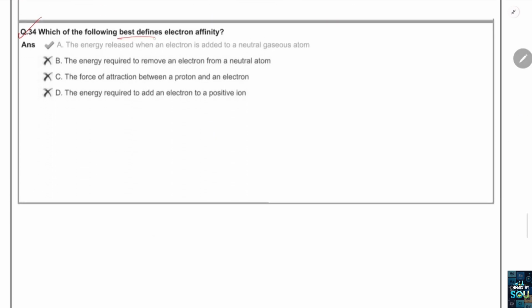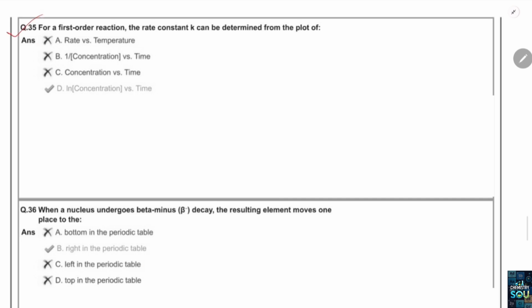Which of the following is the best definition of electron affinity? Electron affinity is the tendency to gain an electron: the energy released when an electron is added to a neutral gaseous atom. That is true. Suppose this is the outer shell, we are adding one electron, and that is an exothermic process. So option A is correct. The energy required to remove an electron is ionization energy.